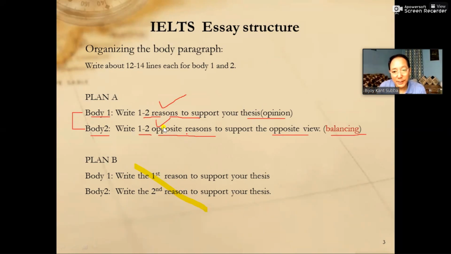In body paragraph 2, you're going to write about two advantages of nuclear technology. So for example, nuclear power produces cheap and clean energy. Nuclear weapons help to keep the peace. Now your essay is balanced.